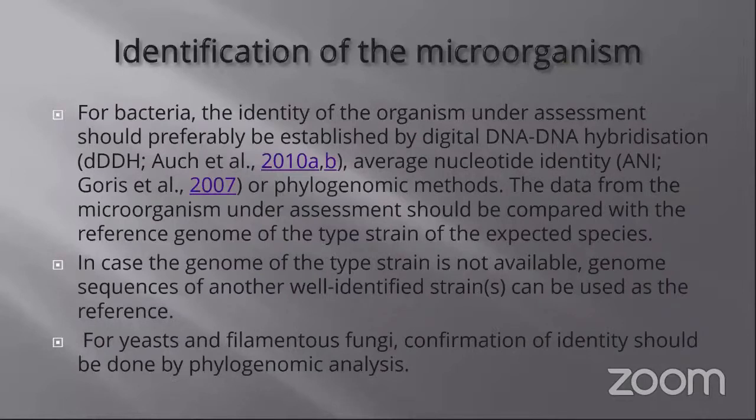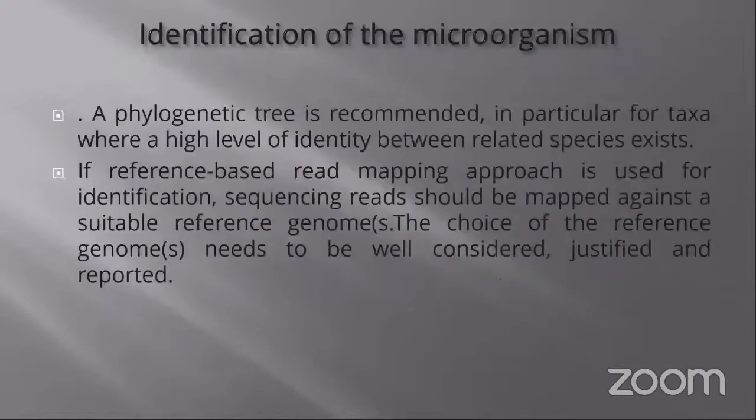The data from the microorganism under assessment should be compared with the reference genome of the type strain of the expected species. In case the genome of the type strain is not available, another well-identified strain can be used as a reference. For yeast and filamentous fungi, confirmation of identity should be done by phylogenomic analysis. Identification of microorganism continued.